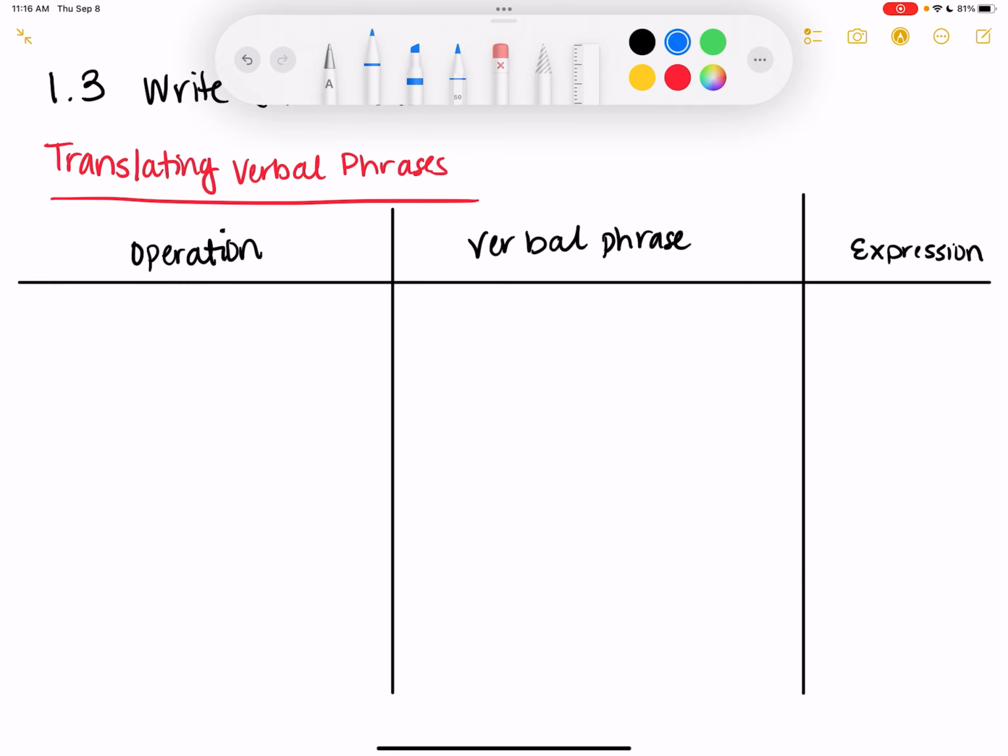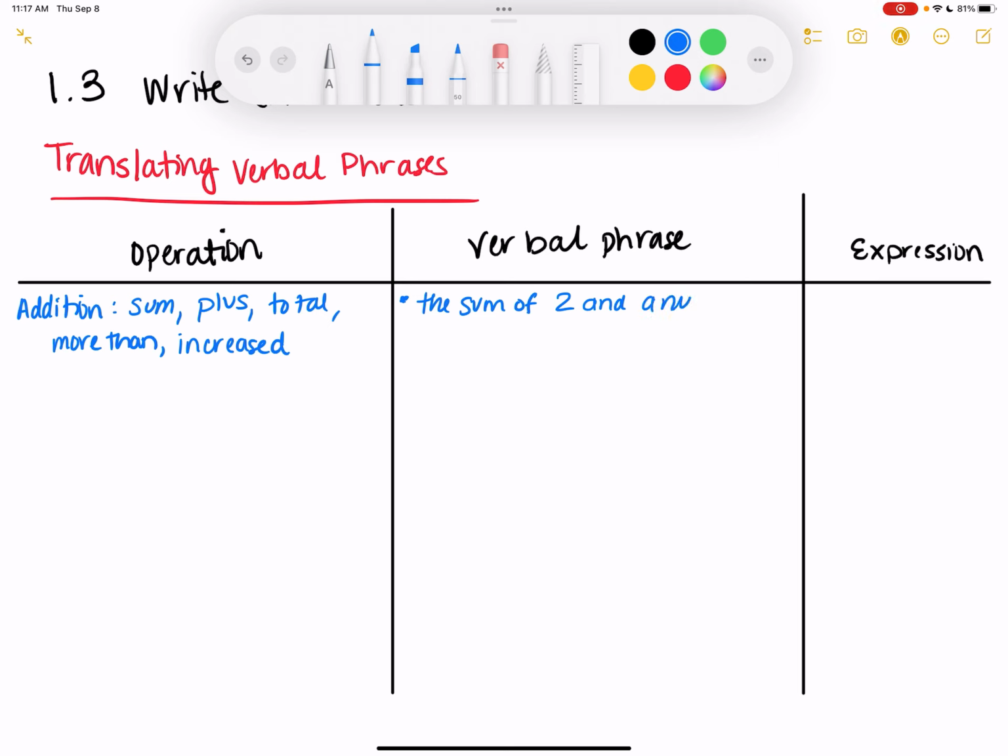So the first one is going to be addition. And this is the sum. It says plus, total, more than, or increased by. So if you see any of these words, it means to add. And I actually have two examples of this. So the first one could be the sum of 2 and a number x.